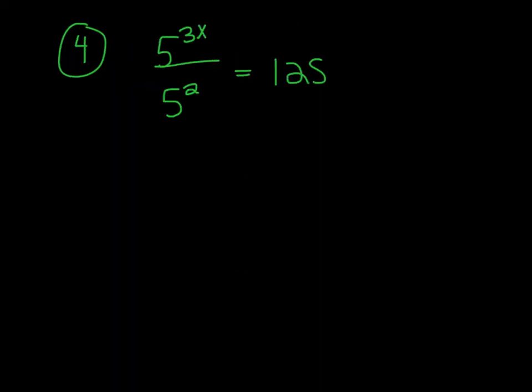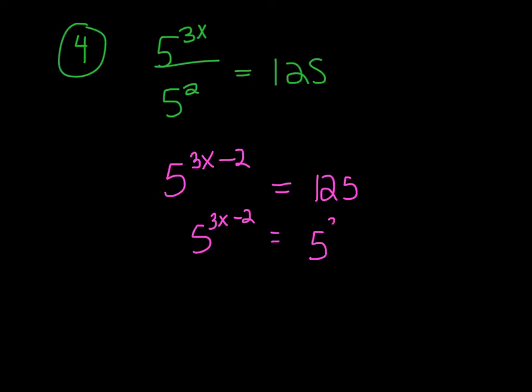That's it. Number 4, we're dividing two things with the same base, so we're going to subtract our powers. They're not like terms, so we can't combine them, so I'm just going to write it as 3x minus 2. Now I'm going to rewrite my right side so that it also has a base of 5, and I know that 125 is 5 cubed.